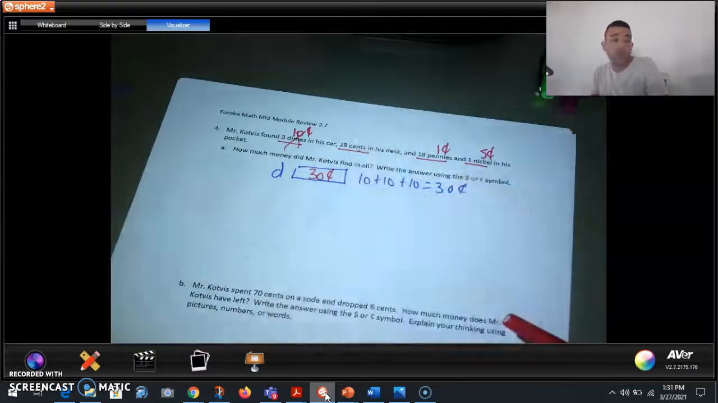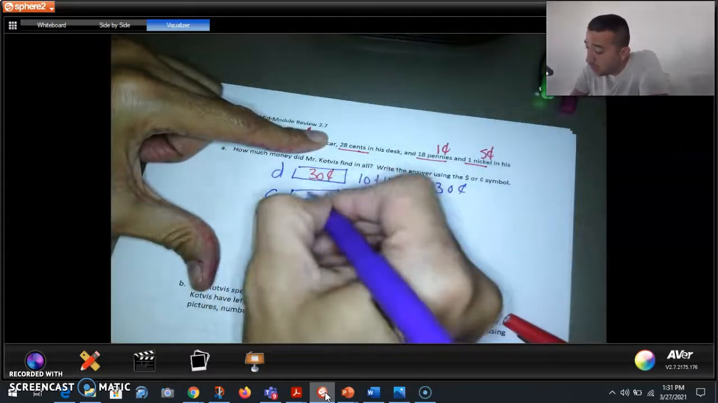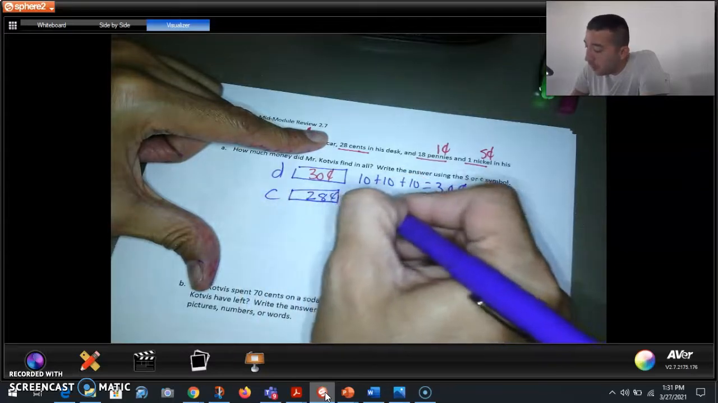Let me cross out that. We don't need it anymore because we already did it. And he also found cents. How many cents? 28 cents. Okay.